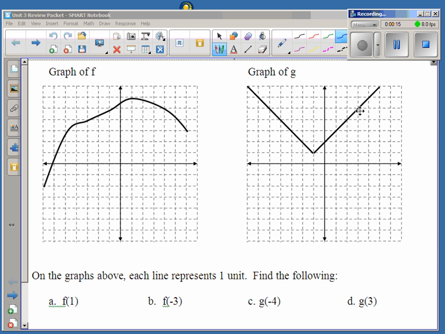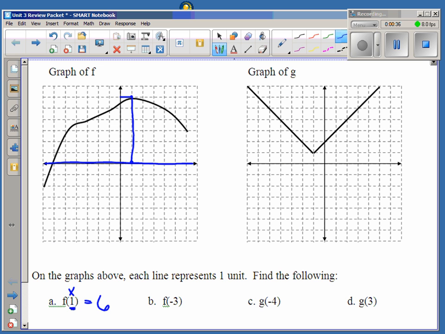So we're going to start with the two graphs, and it says on the graphs above, each line represents one unit. Find the following. So if it says f of 1, that means I know x is 1. So I'm going to go on the x-axis at 1, and I go up until I hit my graph, and again, we're on the f graph. And so that value is, I had to go up 1, 2, 3, 4, 5, 6. So that value is 6.